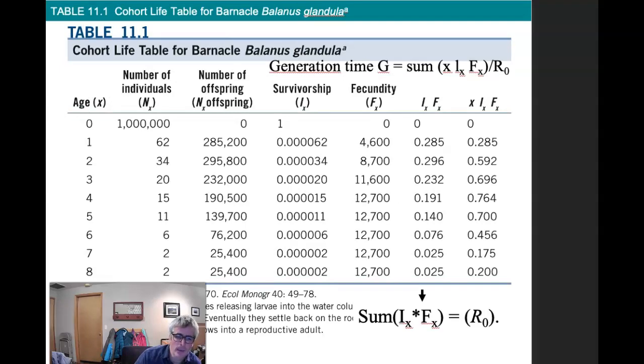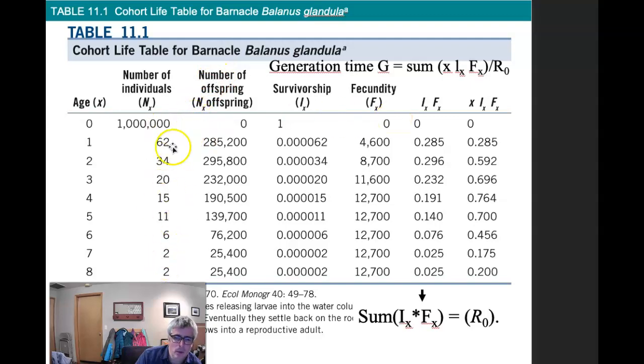So we're going to walk through this table and make sense of it, and then make sense of some of these terms, and then we'll revisit them again. First we've got age. Age 0, 1 million. These are larval barnacles, Balanus, floating around.